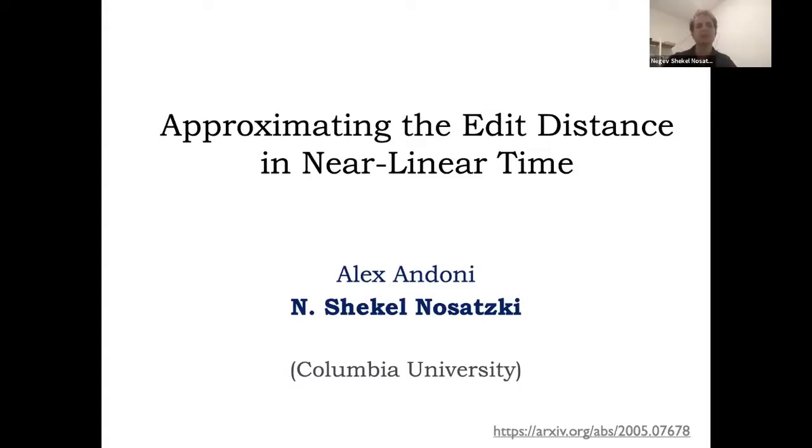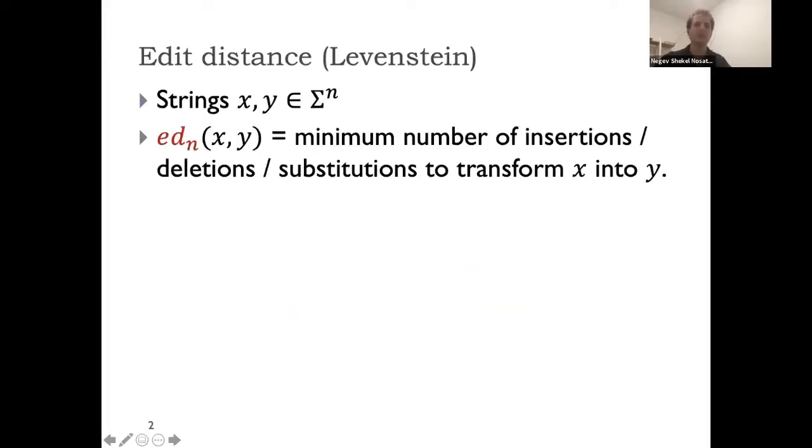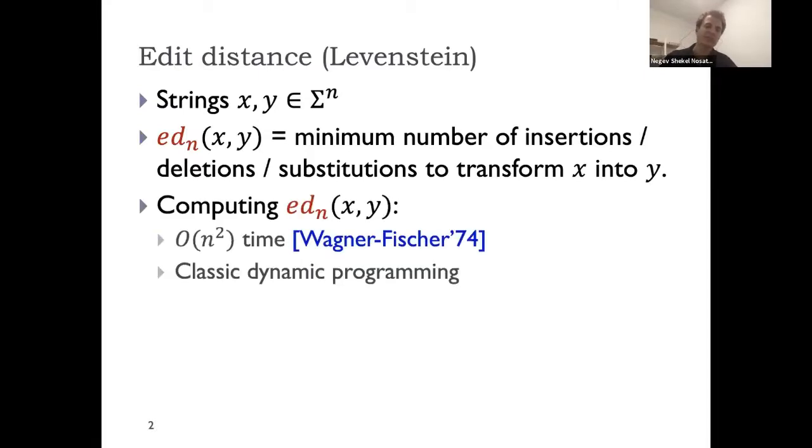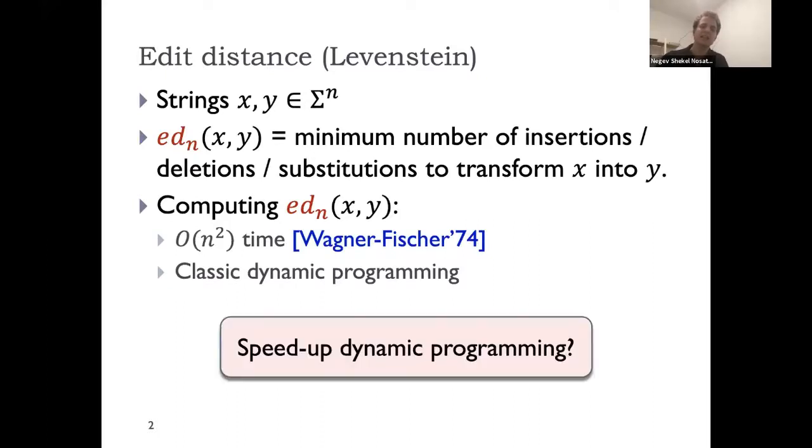I'm going to talk today about how to approximate the edit distance up to a constant factor in linear time. It's a joint work with Alexander and Doni. So the edit distance problem: one is given 2 n-length strings, and the goal is to calculate the minimum number of insertions, deletions, and substitutions to transform one string into another. Computing the edit distance between 2 strings is a very classic dynamic programming with known quadratic bounds from 74 by Wagner and Fisher. And the main question is, can one do better than the classic quadratic time?